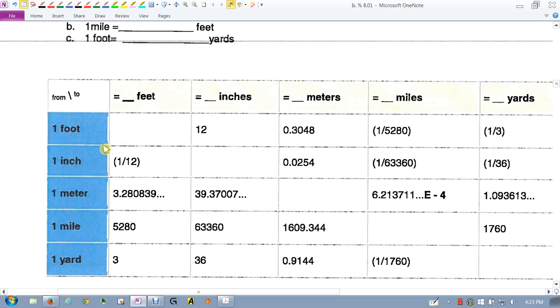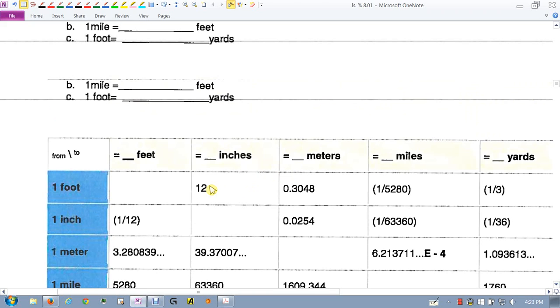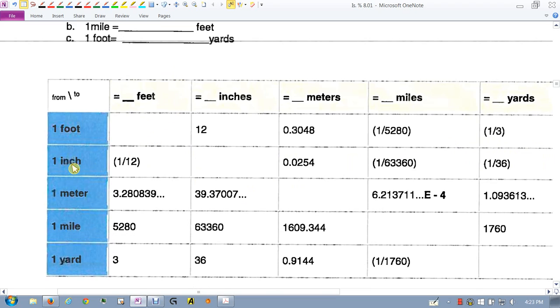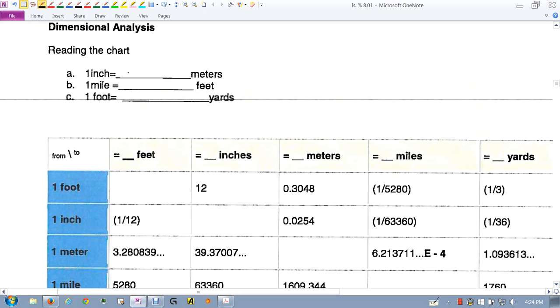All right, this is the chart that we use. So let's look at this. What is 1 inch in meters? So you go to 1 inch. Where's meters? Right here. So it's just 0.0254 meters. It's just looking at the table. That's all it is. Read the table. 0.0254.